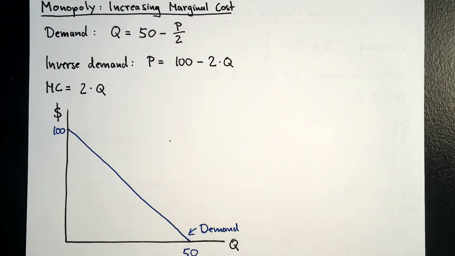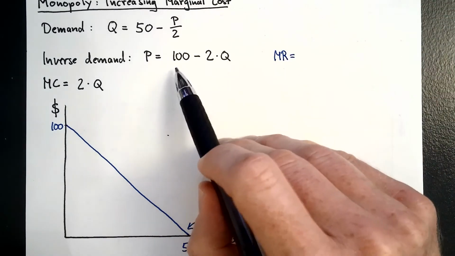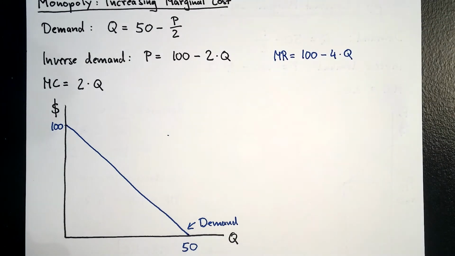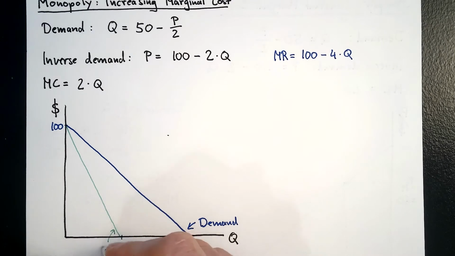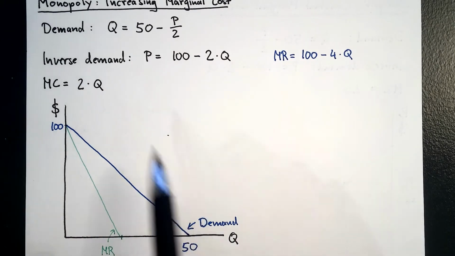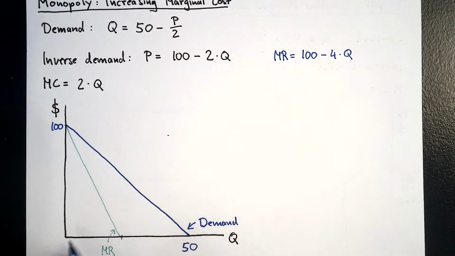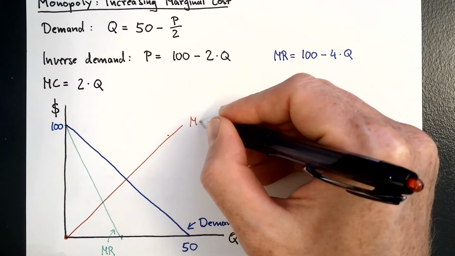Now, the marginal revenue function is identical as before. We have the marginal revenue, which has the same intercept but twice the slope, so negative 4Q. To draw it, we have the same intercept, but twice the slope, and hence the marginal revenue function looks like this. So this is the marginal revenue. Now, in the case of the increasing marginal cost, note that we do not have an intercept. If Q is 0, then the marginal cost is 0. So the marginal cost starts at the origin, but is increasing with Q. So here we have the marginal cost.